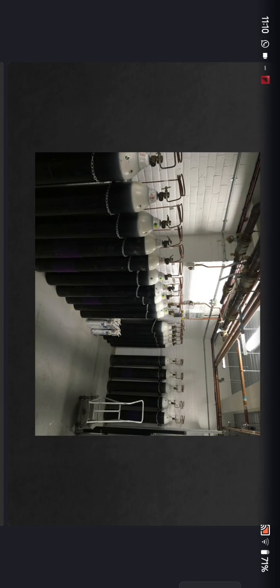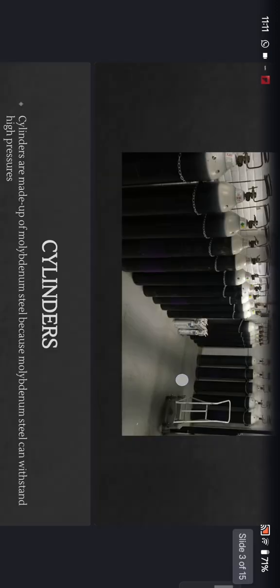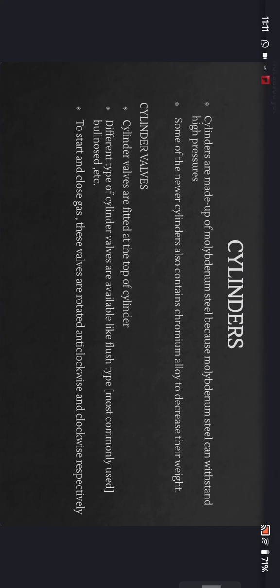Now see the picture in this slide. This is the picture of the manifold room. In this way the cylinders are kept in the room, and the pipelines on top of the cylinders are connected to the central supply line. Through the central supply lines, the medical gases are delivered to the entire hospital and supplied to the overall area.